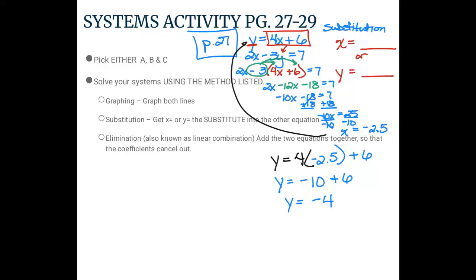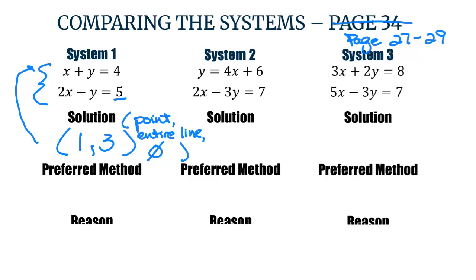x is -2.5, y is -4, but if we go back over here, x -2.5, y is -4. That doesn't seem to work. Okay, something is wrong in the state of Denmark. Huh? That is very bizarre.